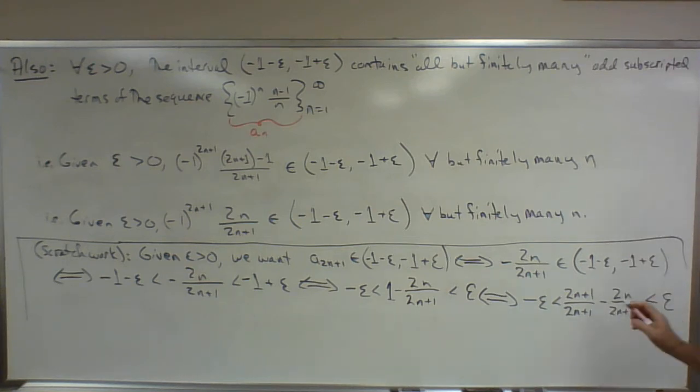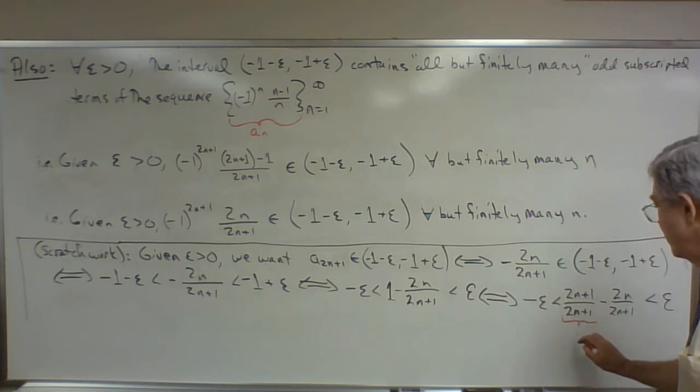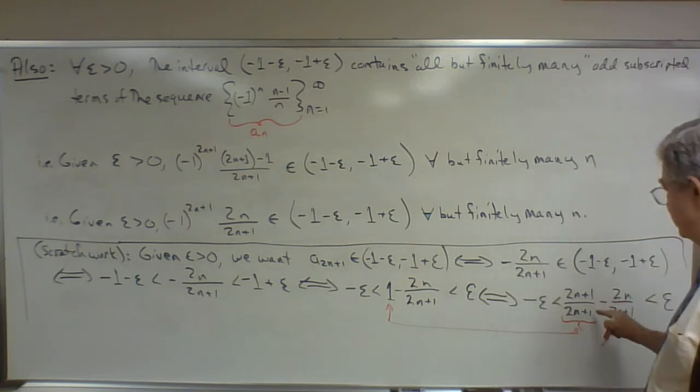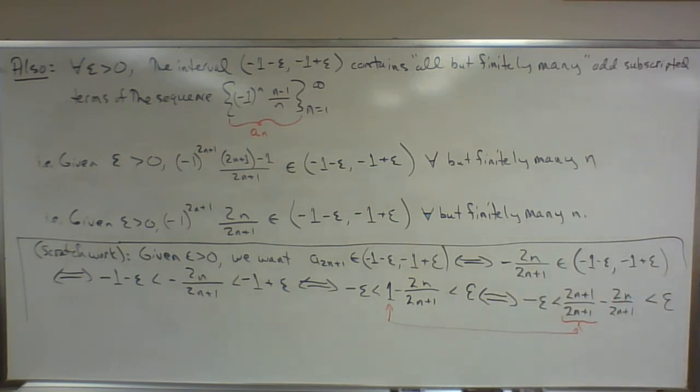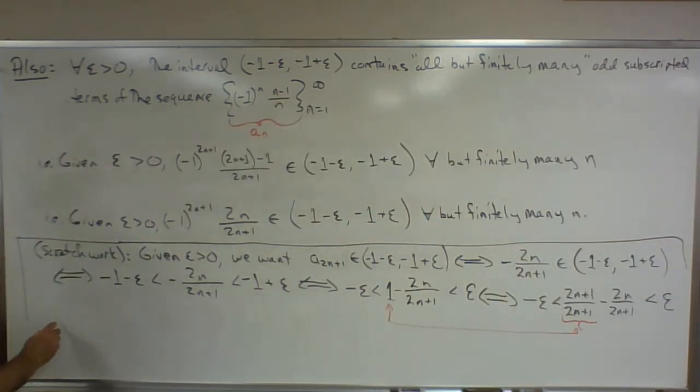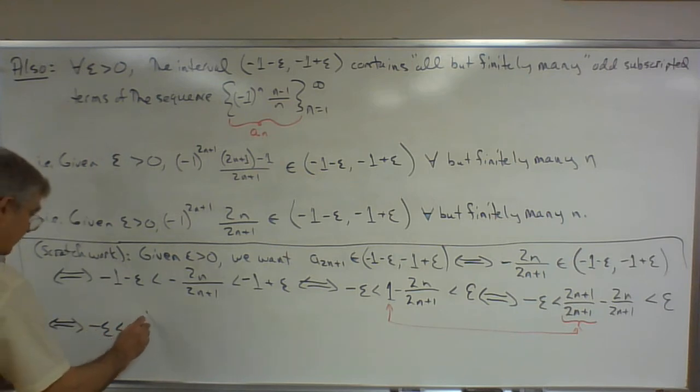So I just rewrote 1 in the form 2n plus 1 over 2n plus 1. And now I'm going to combine these two terms and something really nice will happen. I'll get negative epsilon less than, and what will that be? 1 over 2n plus 1, which is less than positive epsilon.